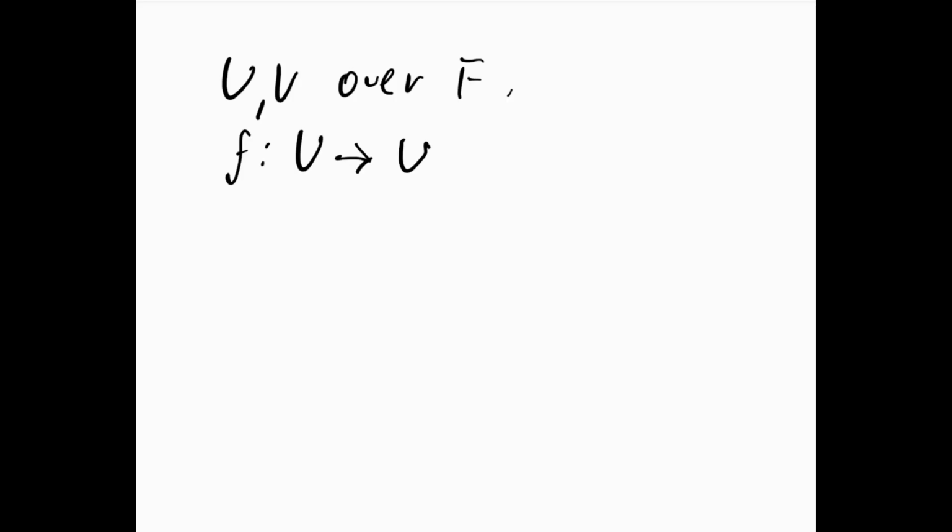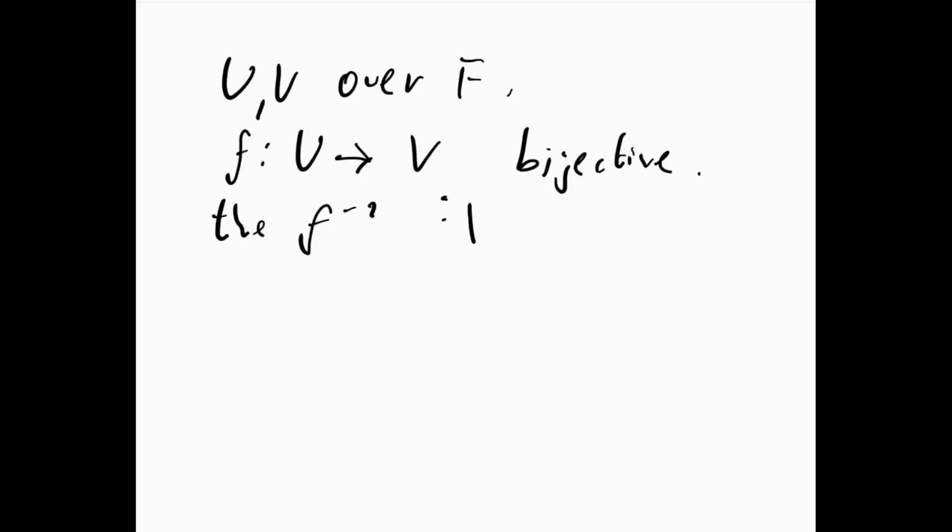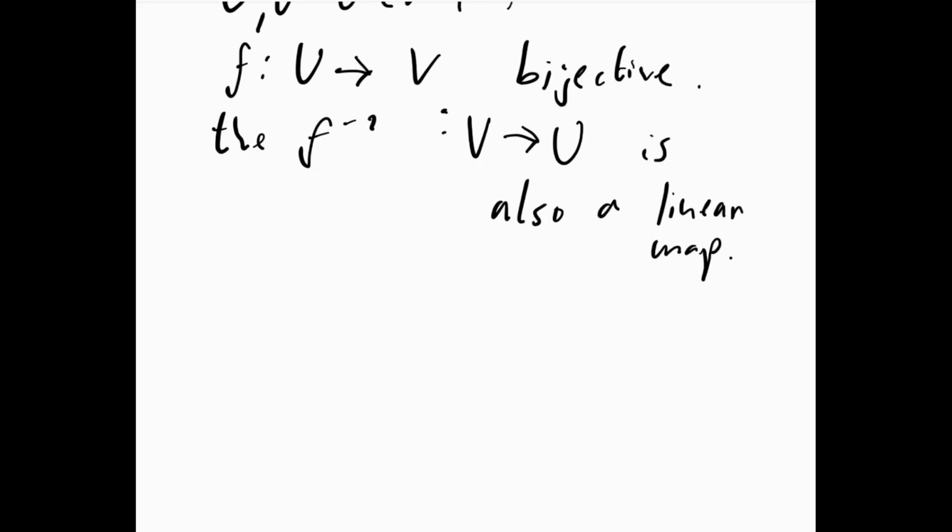So we have this statement: if we have U and V vector spaces over some field F, and we have some linear map F from U to V that is a bijective map, then of course F inverse from V to U is also a linear map. We didn't verbalize it with the first one, but that's the point here.